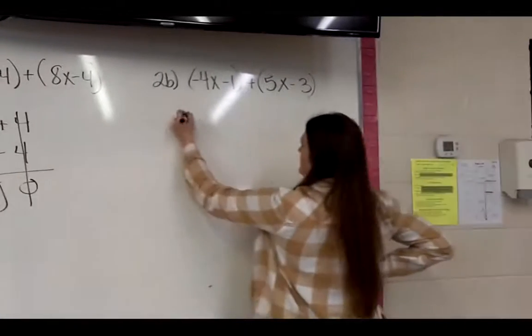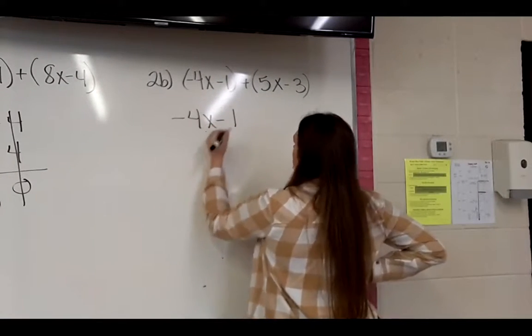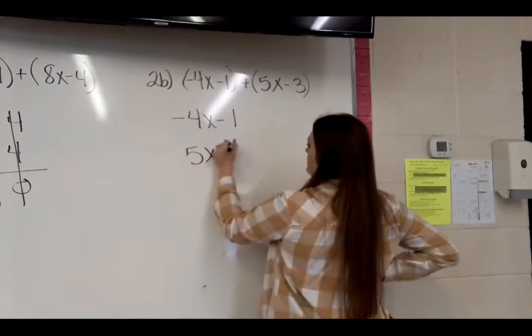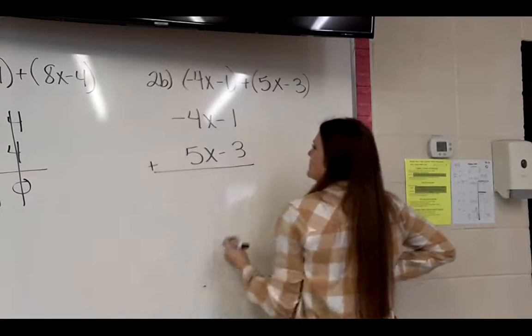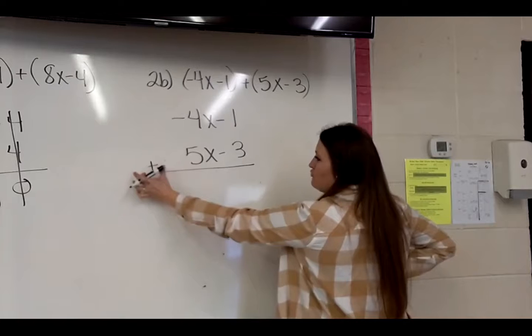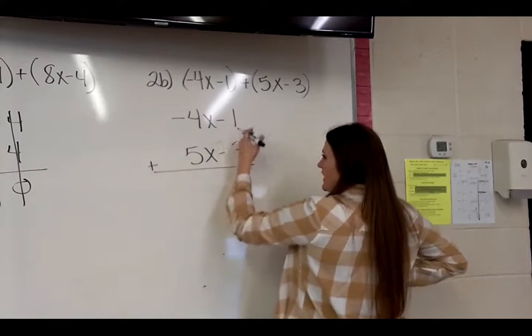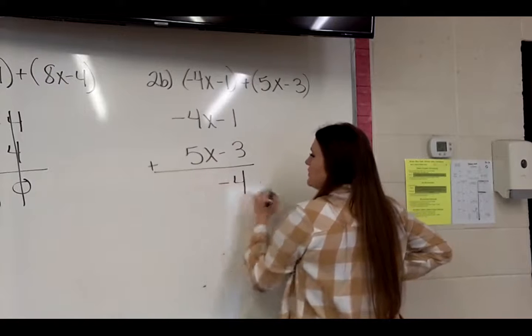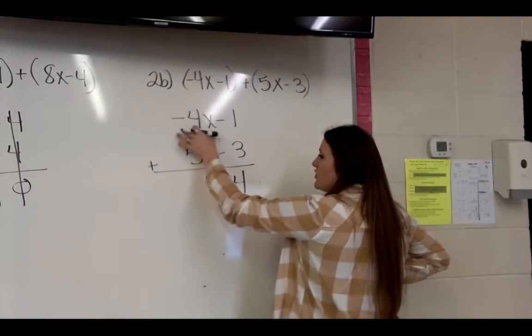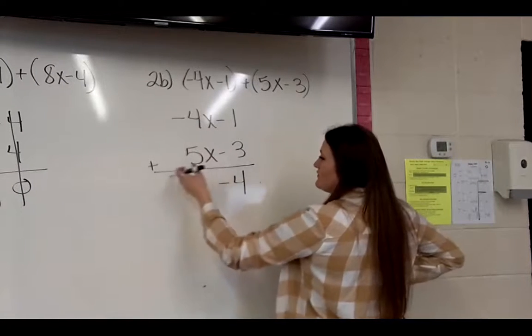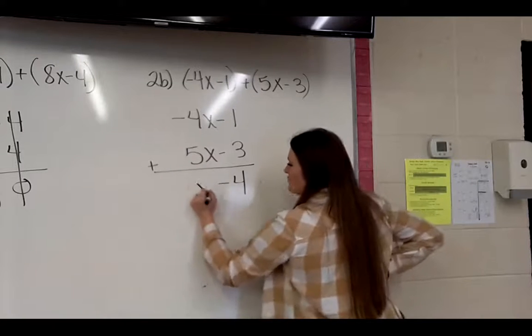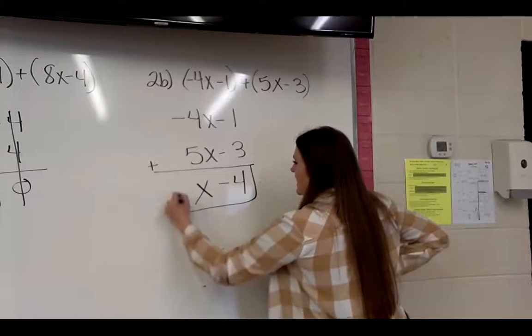On 2b, negative 4x minus 1 on top plus 5x minus 3 on bottom. So this means negative 1 plus negative 3. Okay, it's an addition problem. Negative 1 plus negative 3 is negative 4. Then I have negative 4x plus 5x. Well, negative 4 plus 5 is 1. So I have 1x. So it is x minus 4.